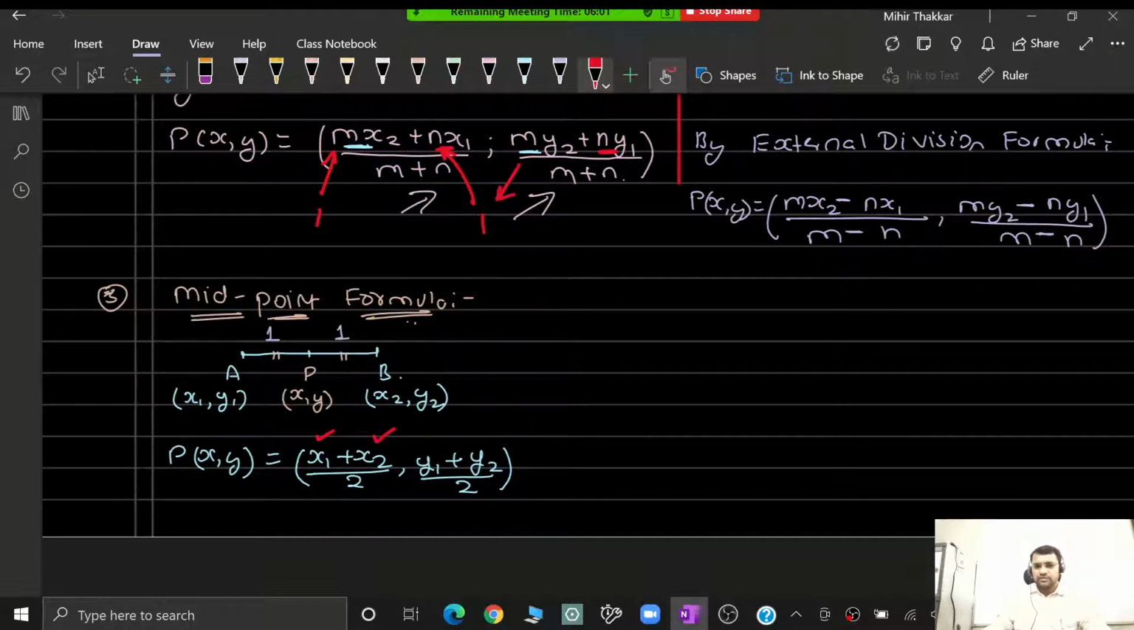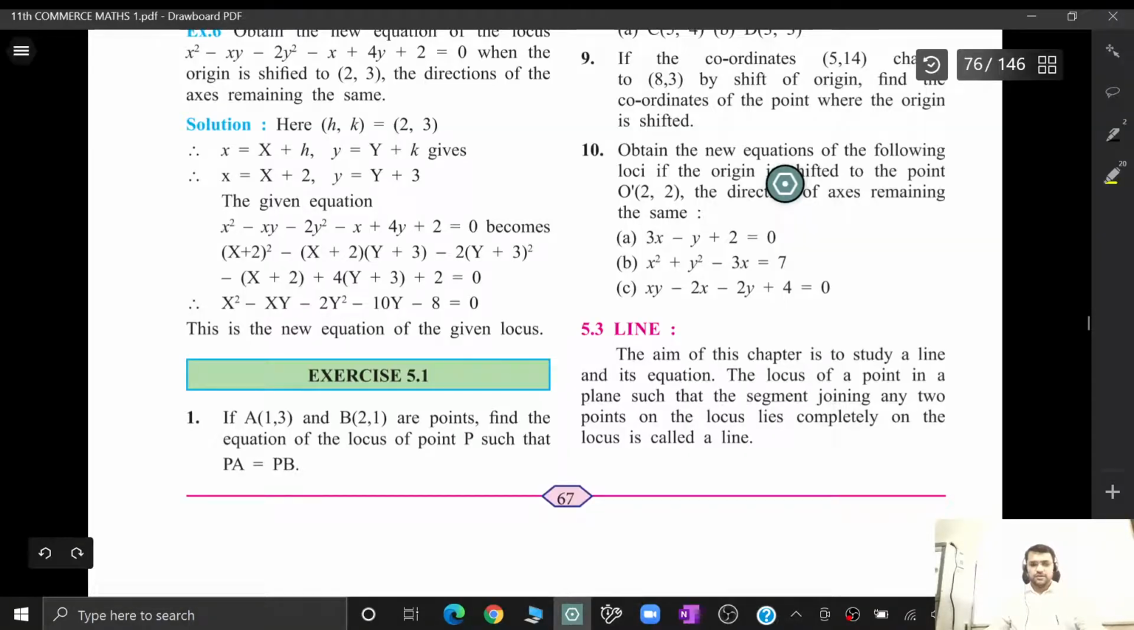Again over here, the value of m is 1, as well as n is also 1. So 1 into y1 is y1, 1 into y2 is y2, divided by 1 plus 1. 1 plus 1 is 2 in the x value denominator as well as in the y value denominator. So that is the way you can remember your midpoint formula: (x1 plus x2) by 2, (y1 plus y2) by 2. So let us see the first question of our exercise 5.1.